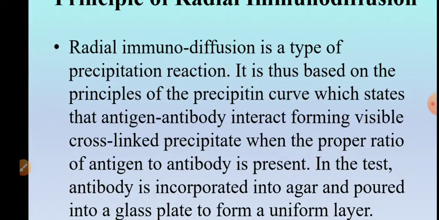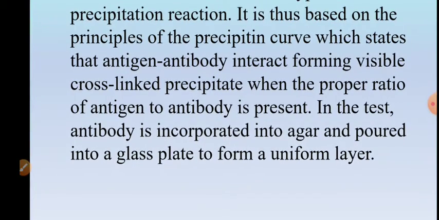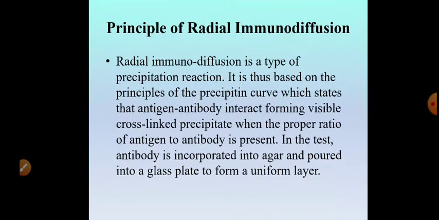What is the principle of radial immunodiffusion? It is a type of precipitation reaction. It is based on the principle of the precipitin curve, which states that antigen and antibody interact, forming a visible cross-linked precipitate when the optimum ratio of antigen to antibody is present. So when an optimum ratio of antigen and antibody is present, they react with each other, they cross-link and form a precipitate.